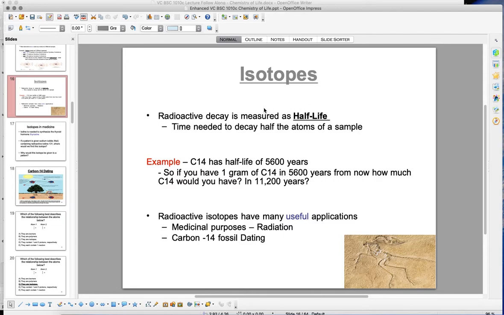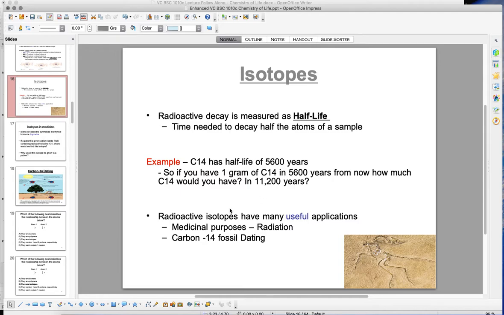Because that's the amount of time it takes to decay half the atoms in the sample. So if we have 1 gram and we go through 1 half-life of 5,600 years, we're going to have a half a gram. And then in another 5,600 years, we're going to have a quarter of a gram, right? Because that half a gram is going to degrade to a quarter of a gram. So that's how we do this.